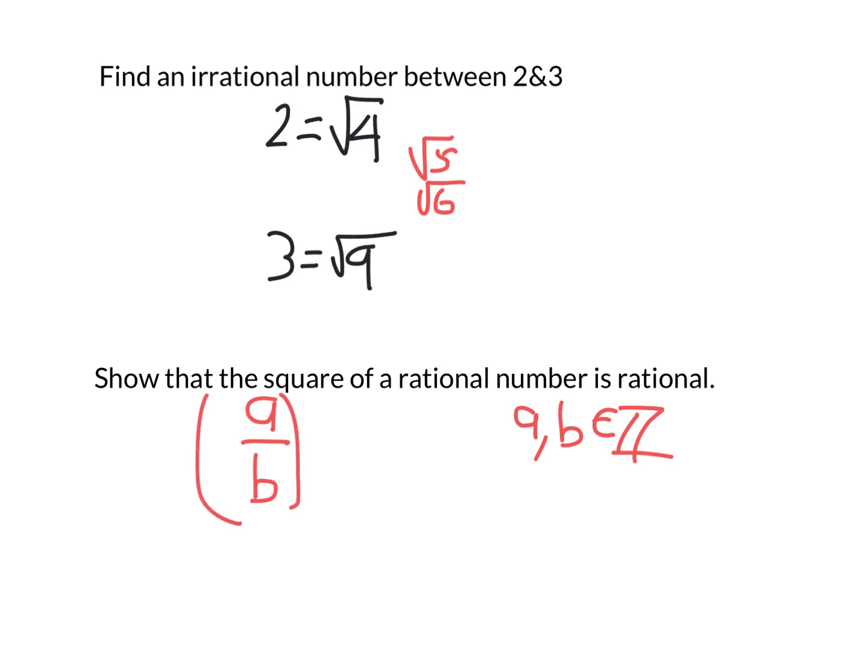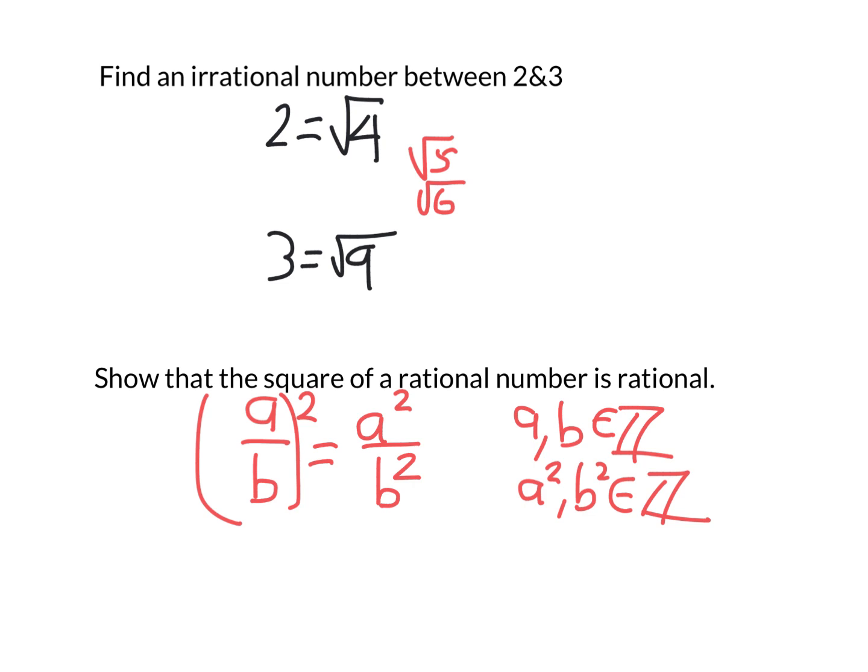Now, if I square this, we know from our index laws, we just square the top and square the bottom. The idea here is a squared will be an integer. If a is an integer, a squared is an integer. Similarly, if b is an integer, b squared will be. So if you square a rational number, you get another rational number. This is rational because it must be an integer on top and an integer on the bottom. That proves that if you square a rational number, the answer is rational.